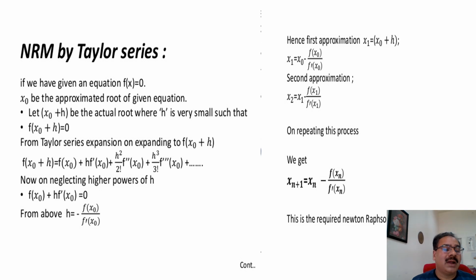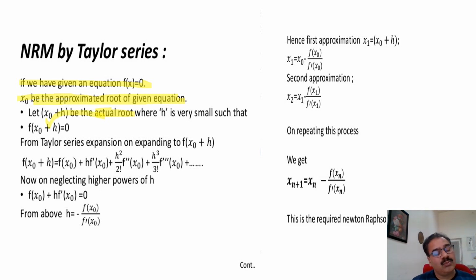By Taylor series also we can establish this rule. If we have been given an equation f(x) equal to 0 and x naught is the approximated root of the equation, then the approximated root plus error completes the solution. It means let x naught plus h be the actual root, where h is very small, such that f of x naught plus h is 0. If this is the actual root, then it must satisfy the equation f(x) equal to 0.